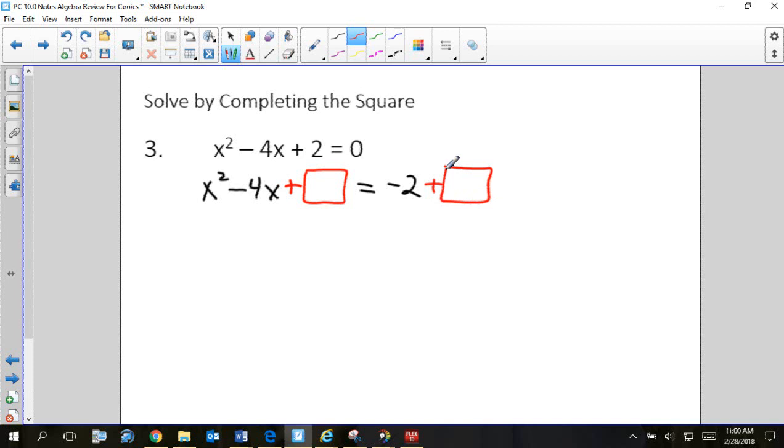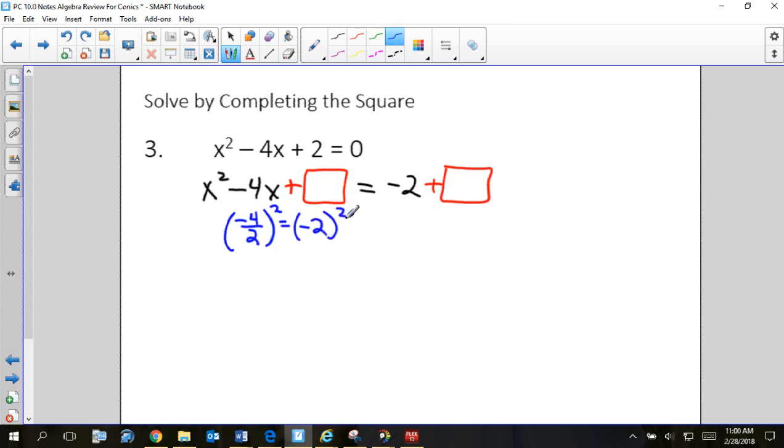So the question is, what should C be? What should not C be, but like, what should C equal? What number should C equal to make this a perfect square trinomial? How'd you get 4? You did not do 4. You did negative 4 divided by 2, and you squared it. So you got negative 2 squared.